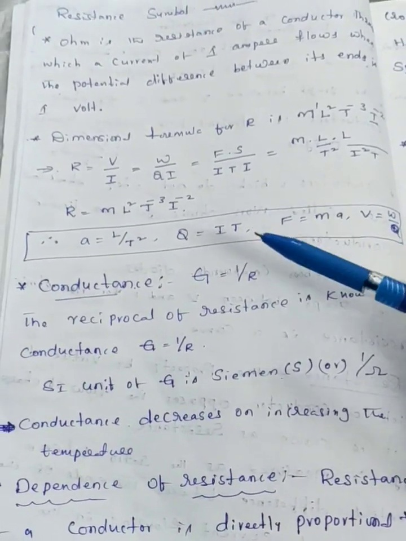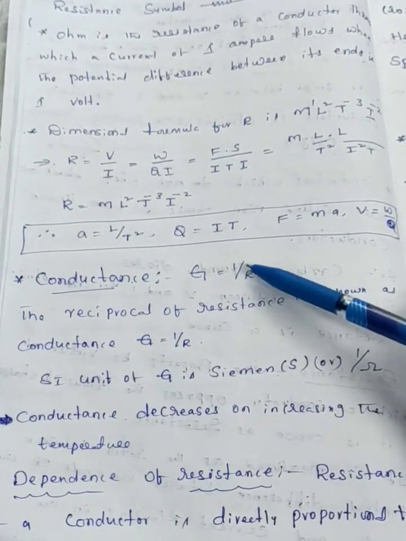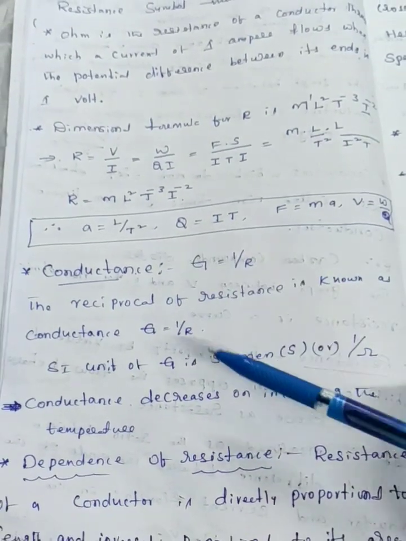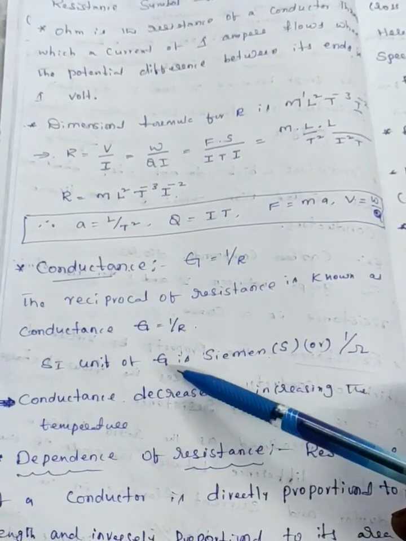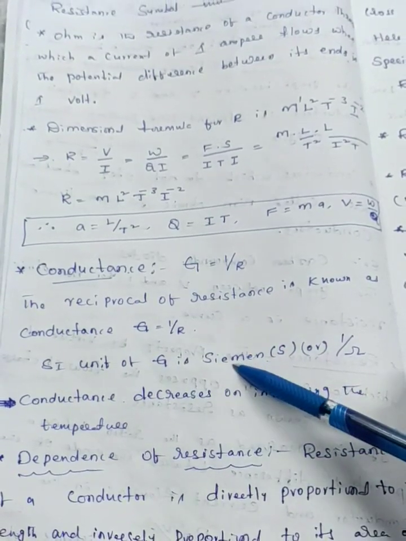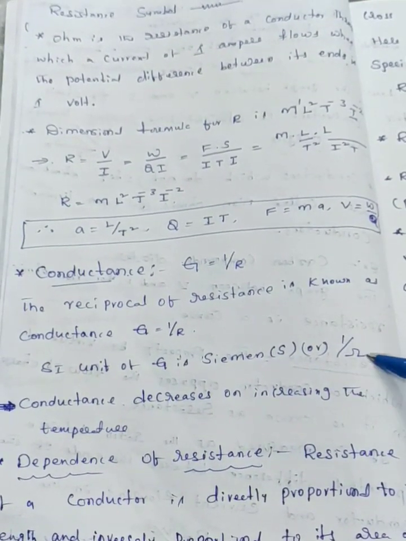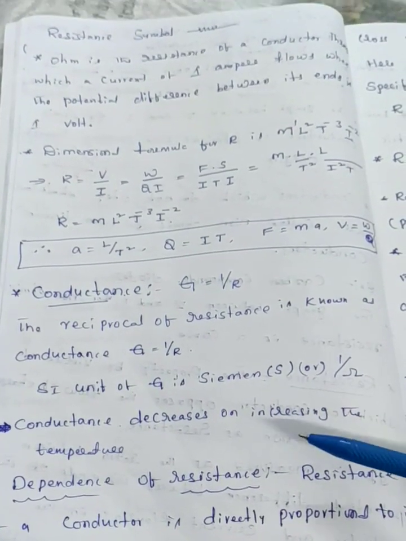Next, conductance. Reciprocal of resistance is called conductance. G is equal to 1 by R. The SI unit of conductance is Siemens. Otherwise, based on this formula, 1 by ohm is conductance.